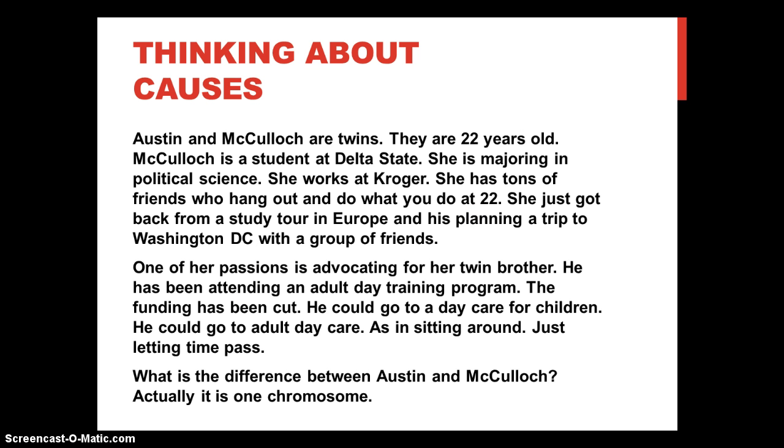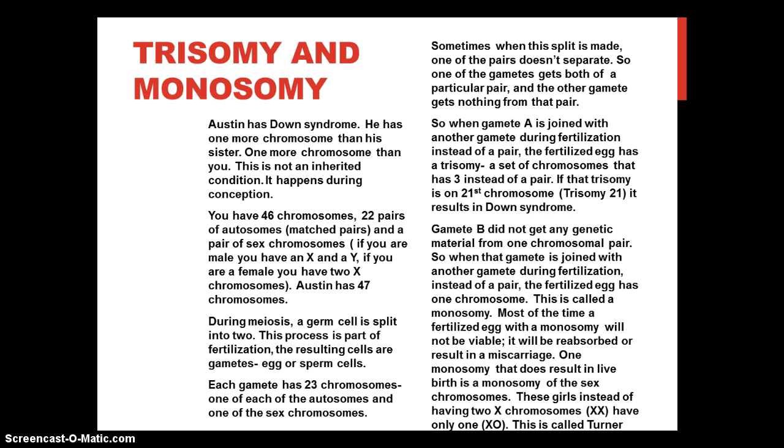Thinking about causes, we have here in Cleveland a pair of twins, Austin and McCullough, and they're 23 now, and she got her degree in political science. And so what's the difference between Austin and McCullough? One chromosome. He has Down syndrome and she does not.